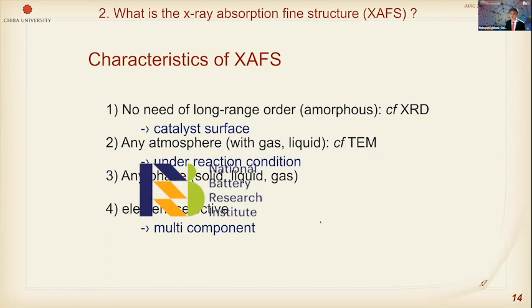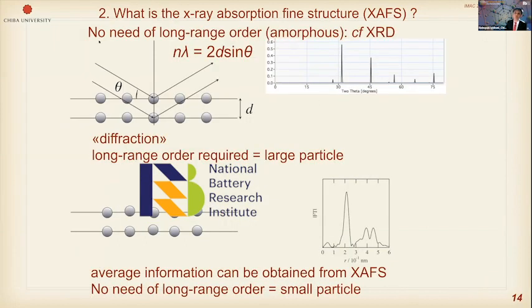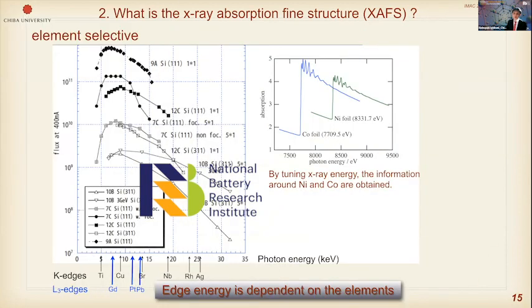Okay, and moving on to the need of long-range order. Yes, I explained about this case. Diffraction must have a long-range order. However, in this case there is no need of long-range order, so it is applicable for small particles. Okay, and the second point, written as the fourth point, the element selectivity.